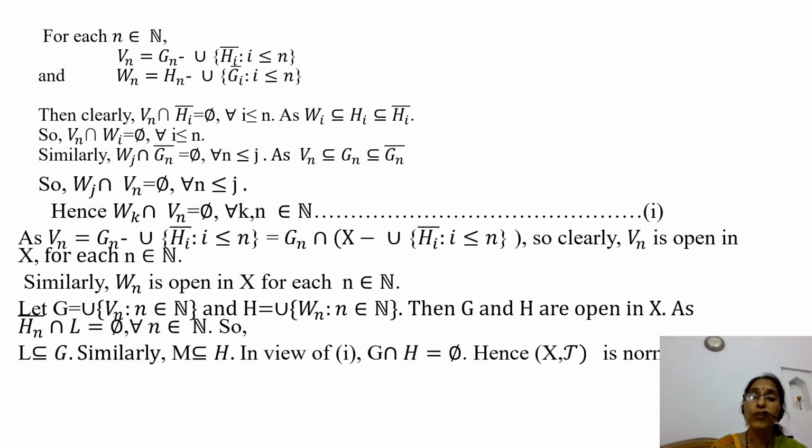Let G be union of Vn, n belongs to the set N of natural numbers, and H equal to union of Wn where n belongs to the set N of natural numbers. Then G and H are open sets. Why? Because they are union of open sets. In the last slide we have seen that Hn closure intersection L is phi for all n belongs to N.